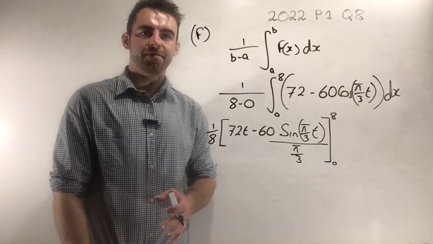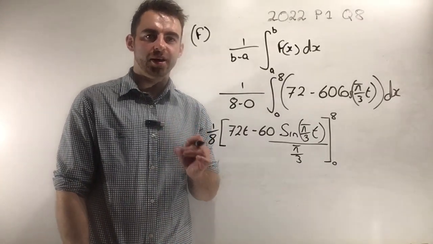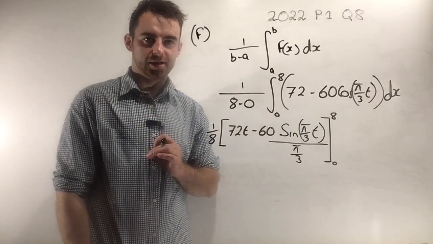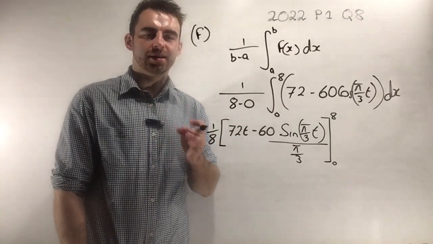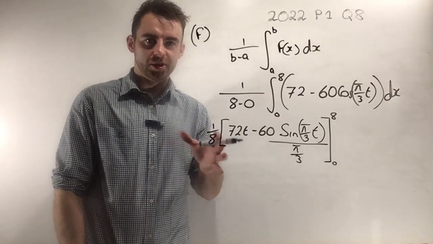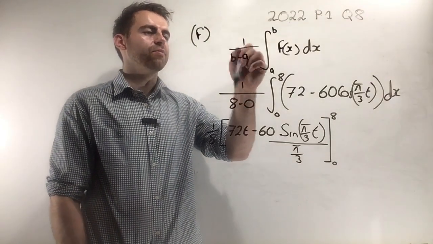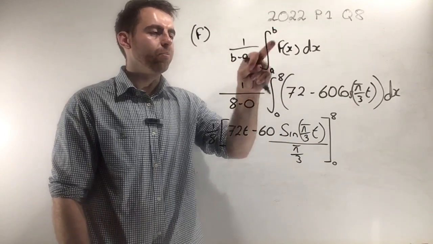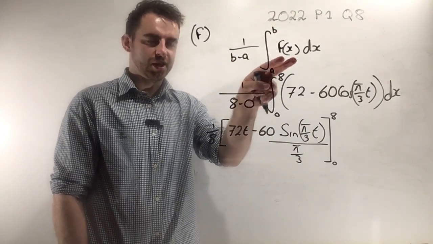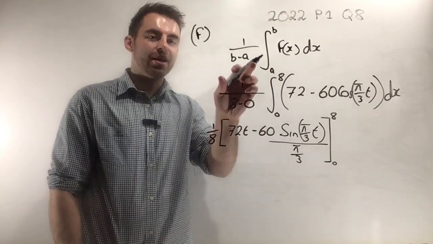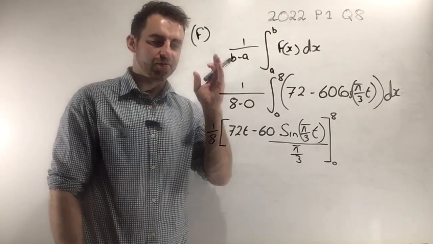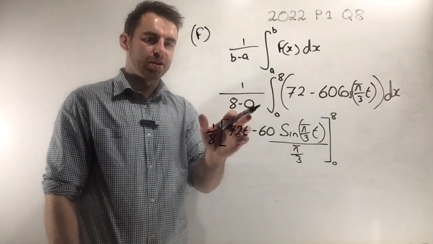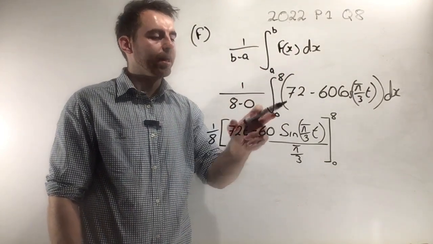In part F, you're asked to find the average height that you are above the ground over the first 8 minutes. Now you should recognize that this is our average value formula that we studied in integration. The average value formula is 1 over b minus a, and we integrate from a to b, whatever the function is. The b and the a are the limits, and in this case the limits are from 0 minutes to 8 minutes. So 1 over b minus a is 1 over 8 minus 0, and then our limits will be from 0 to 8.